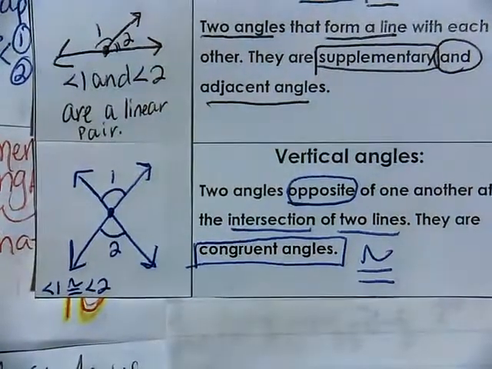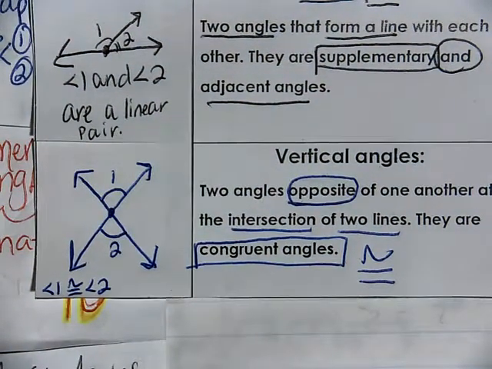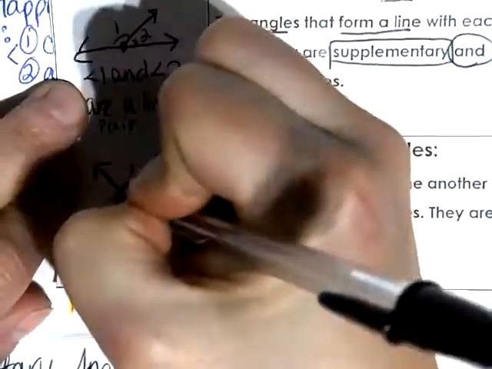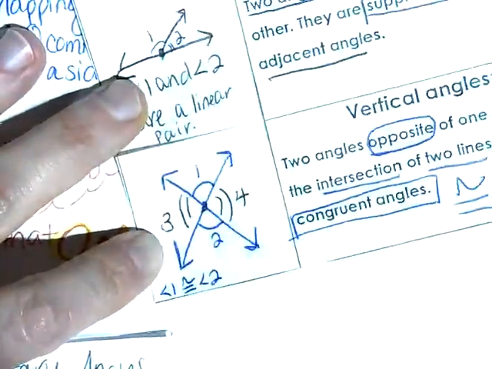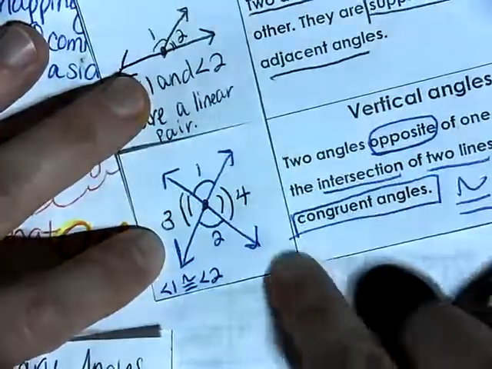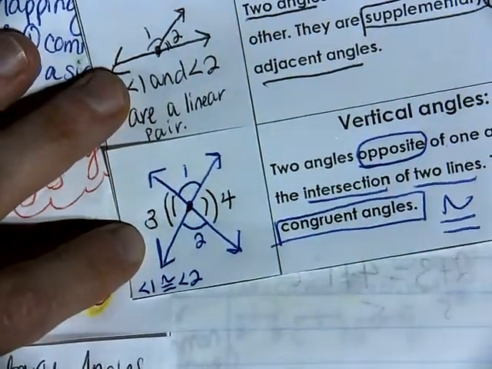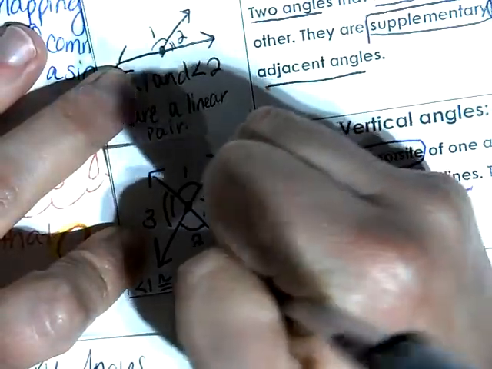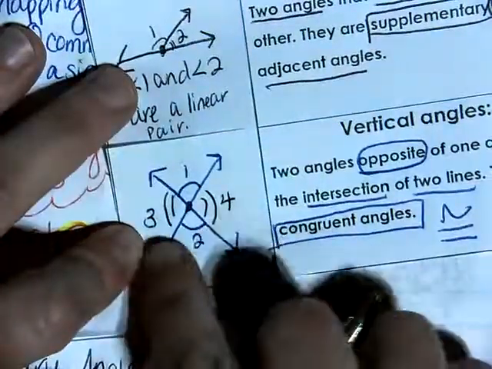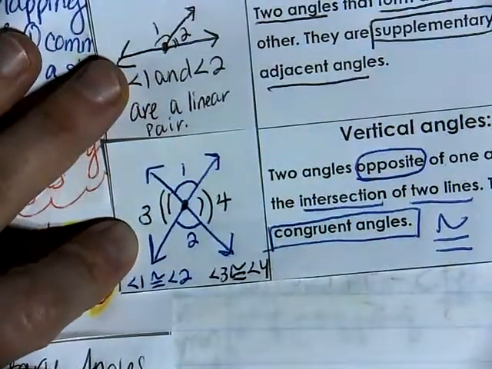But there exists another set of vertical angles. They are angle 3 and angle 4. These two angles, if I flipped it upside down, are now considered vertical angles. So they share a common vertex and they are created by two lines intersecting each other. So we would say angle 3 is congruent to angle 4, and they are considered vertical angles.